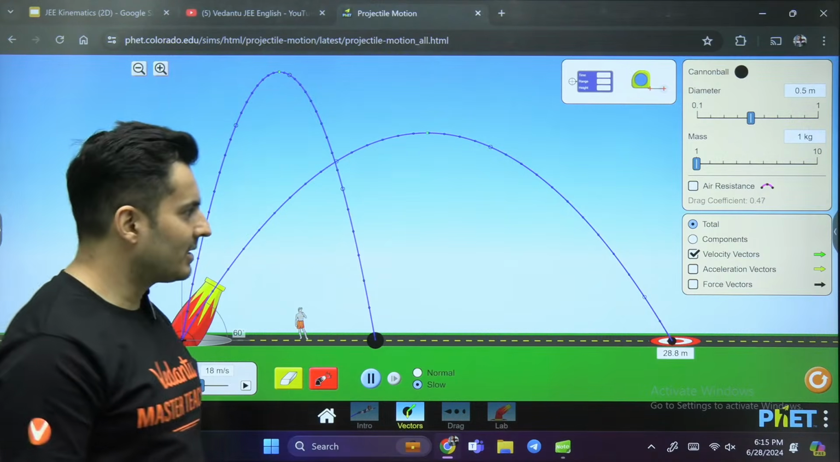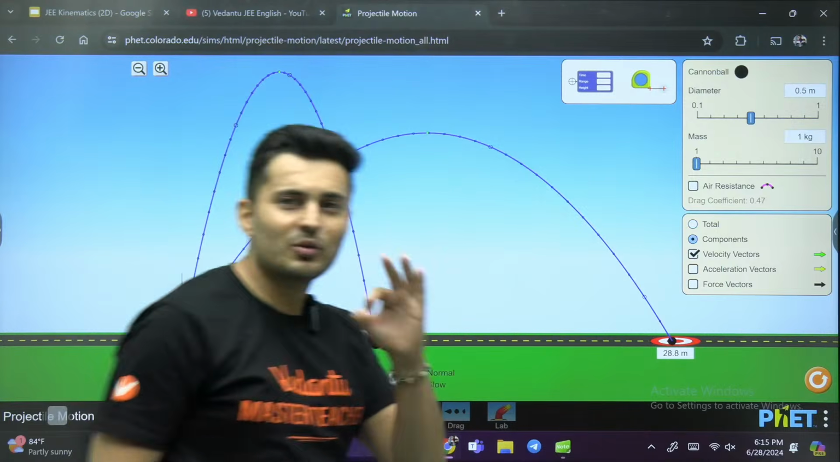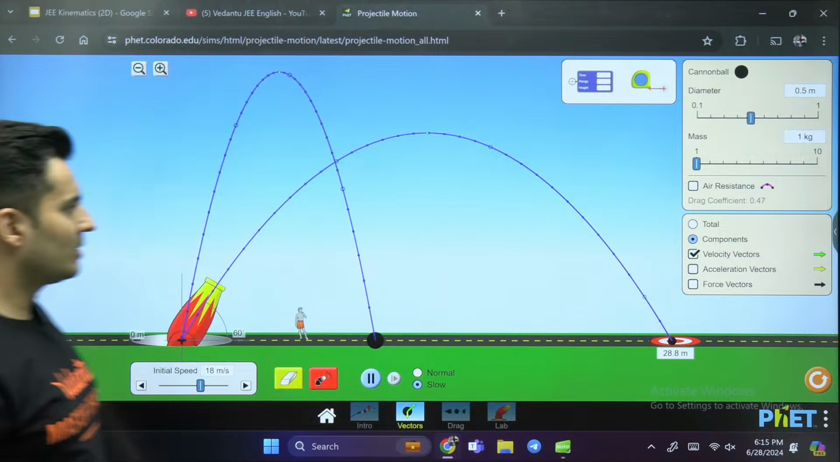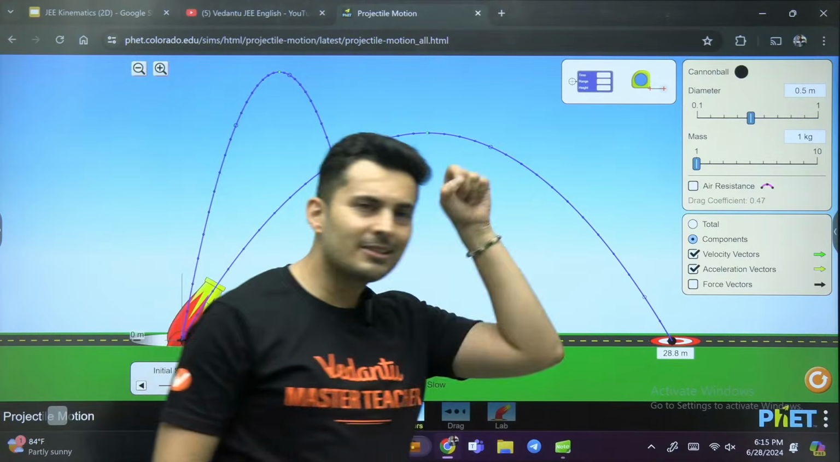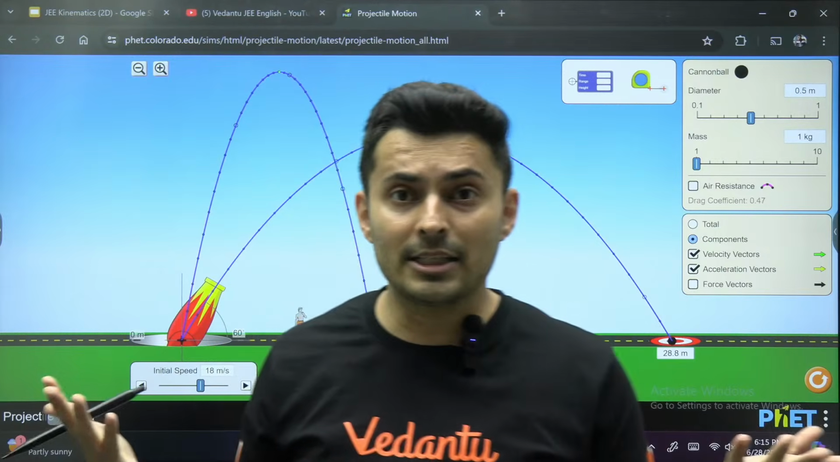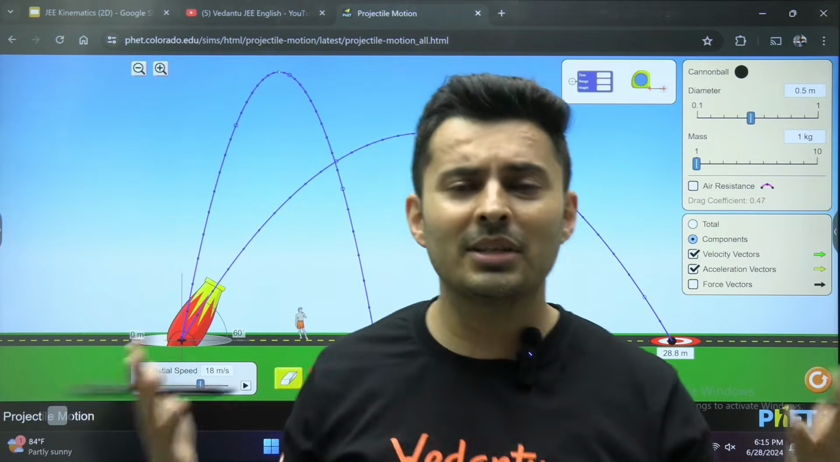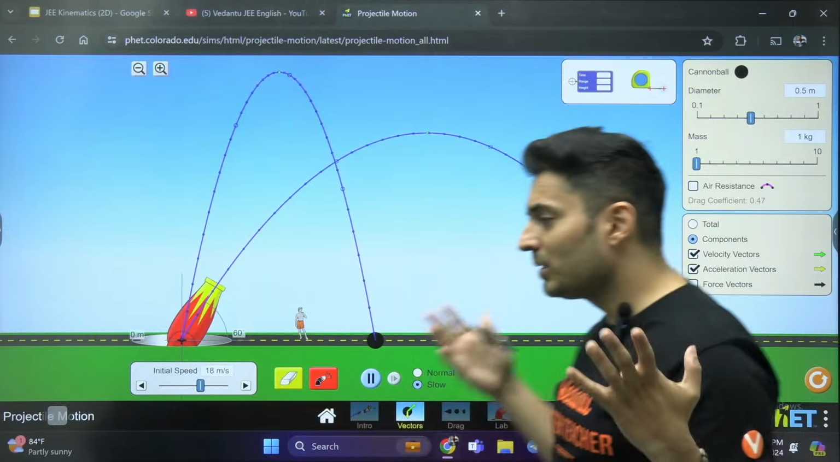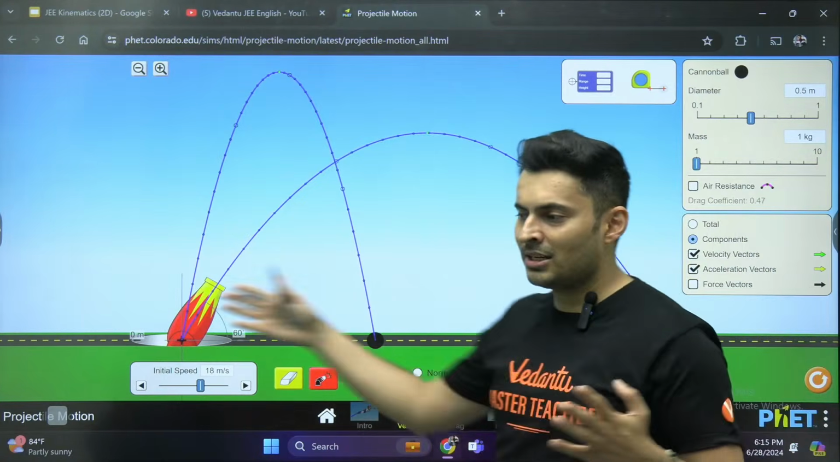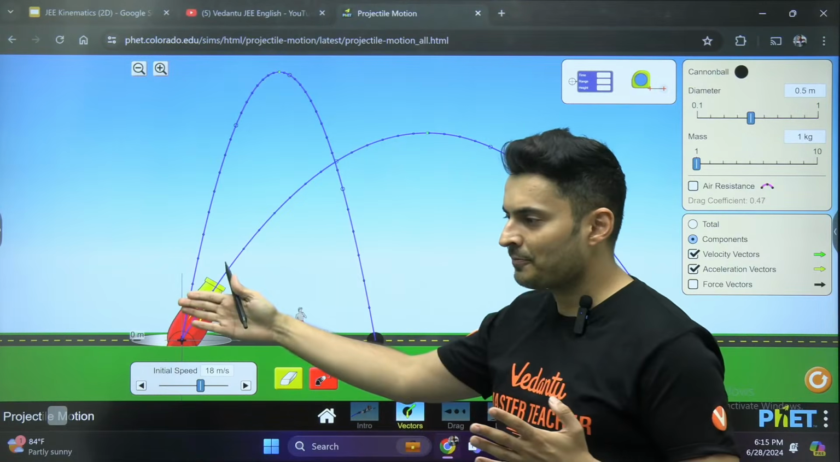So my dear students, if I take the components, what is that one interesting thing that you're going to see? See, my dear students, acceleration is down. There is no acceleration in the x. If there is no acceleration in the x, what do you think should happen? What do you think should happen if there is no acceleration in the x direction? The x direction velocity should not change.